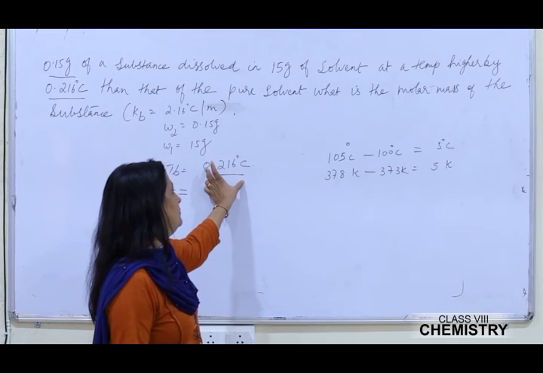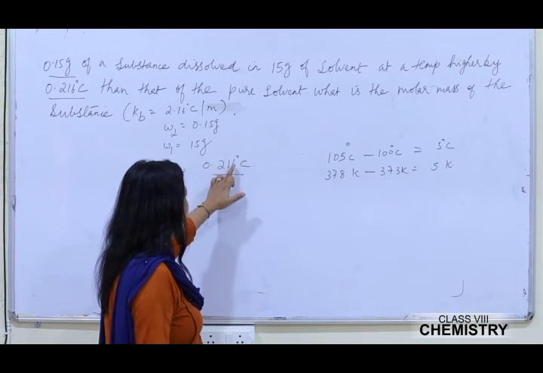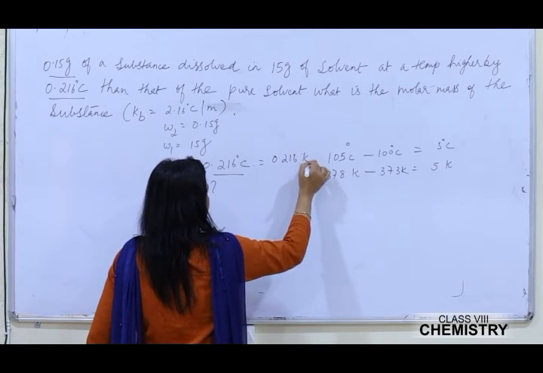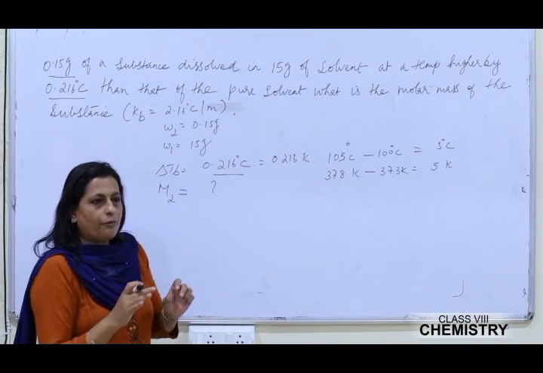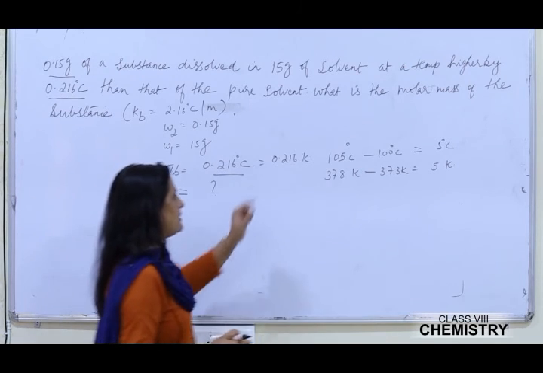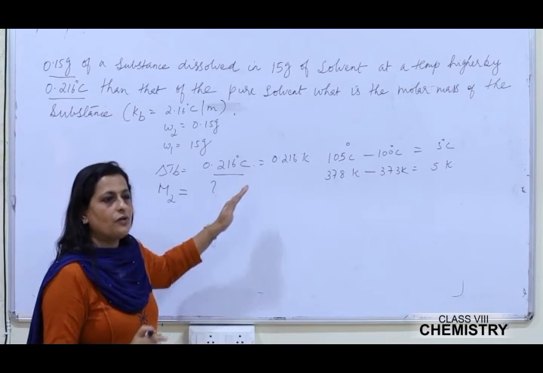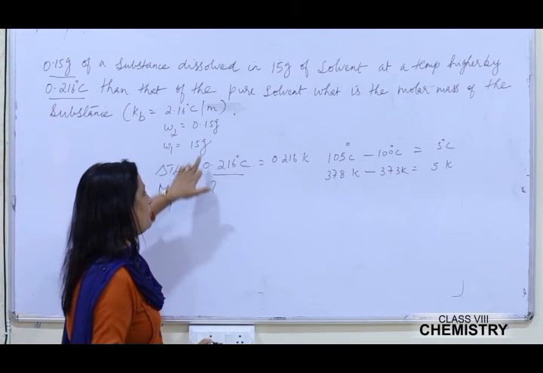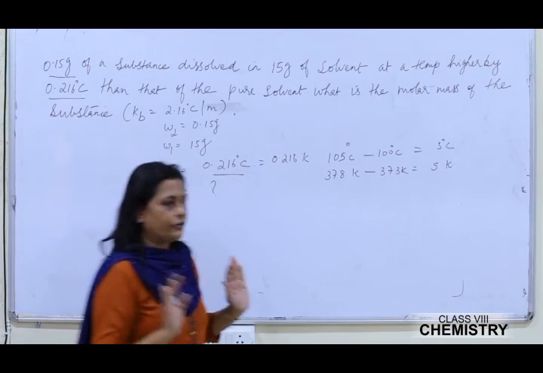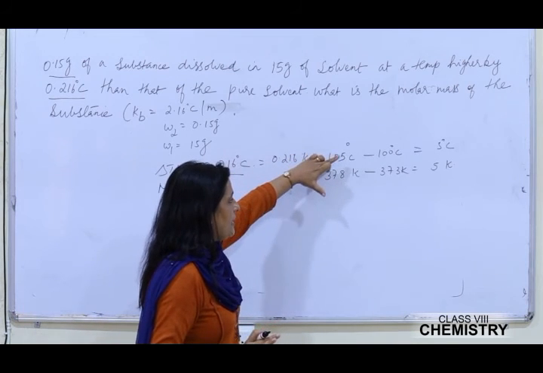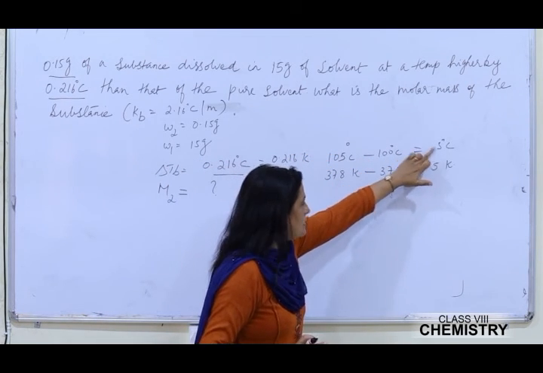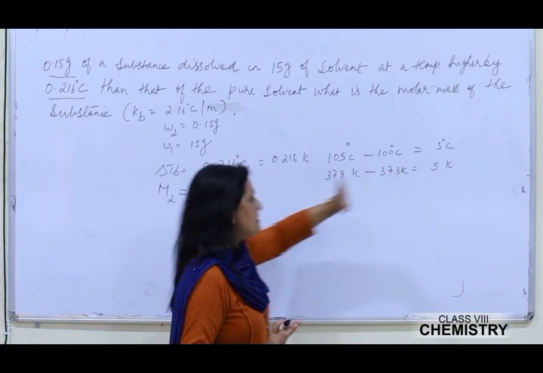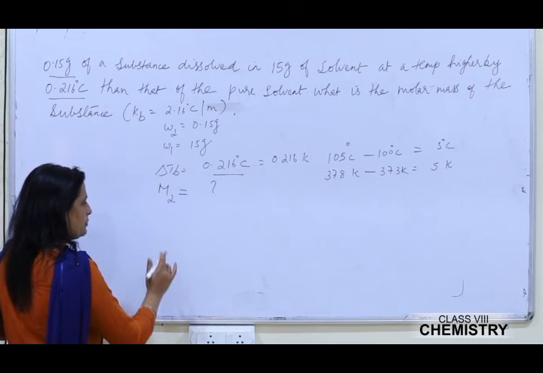So this represents what? Difference in temperature. So 0.216 degrees C is equal to what? 0.216 Kelvin. So elevation in boiling point, if it is given in degree C or if it is given in Kelvin, it's the same. You are not going to change. You are not going to convert degree C into Kelvin. If you are going to convert this, the total thing will go wrong. So got the difference? 105 degrees C minus 100 degrees C is 5 degrees C. It's the same only. Here also you will get, because it represents what? Difference in temperature.